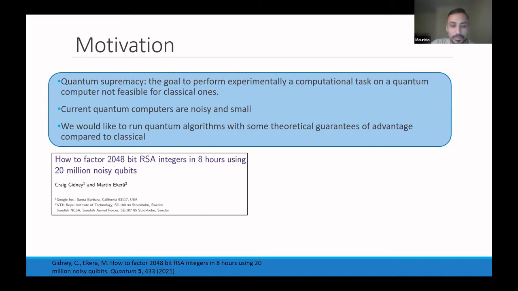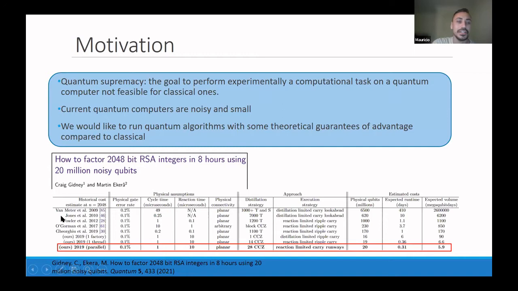Here I'm showing some work done by Craig Gidney and Martin Ekerå, where clearly the number of qubits is too high. They assume some physical gate error, and using some particular error correction technique, they compute that the number of qubits required is 20 million. So clearly this is out of reach. This is not possible nowadays.